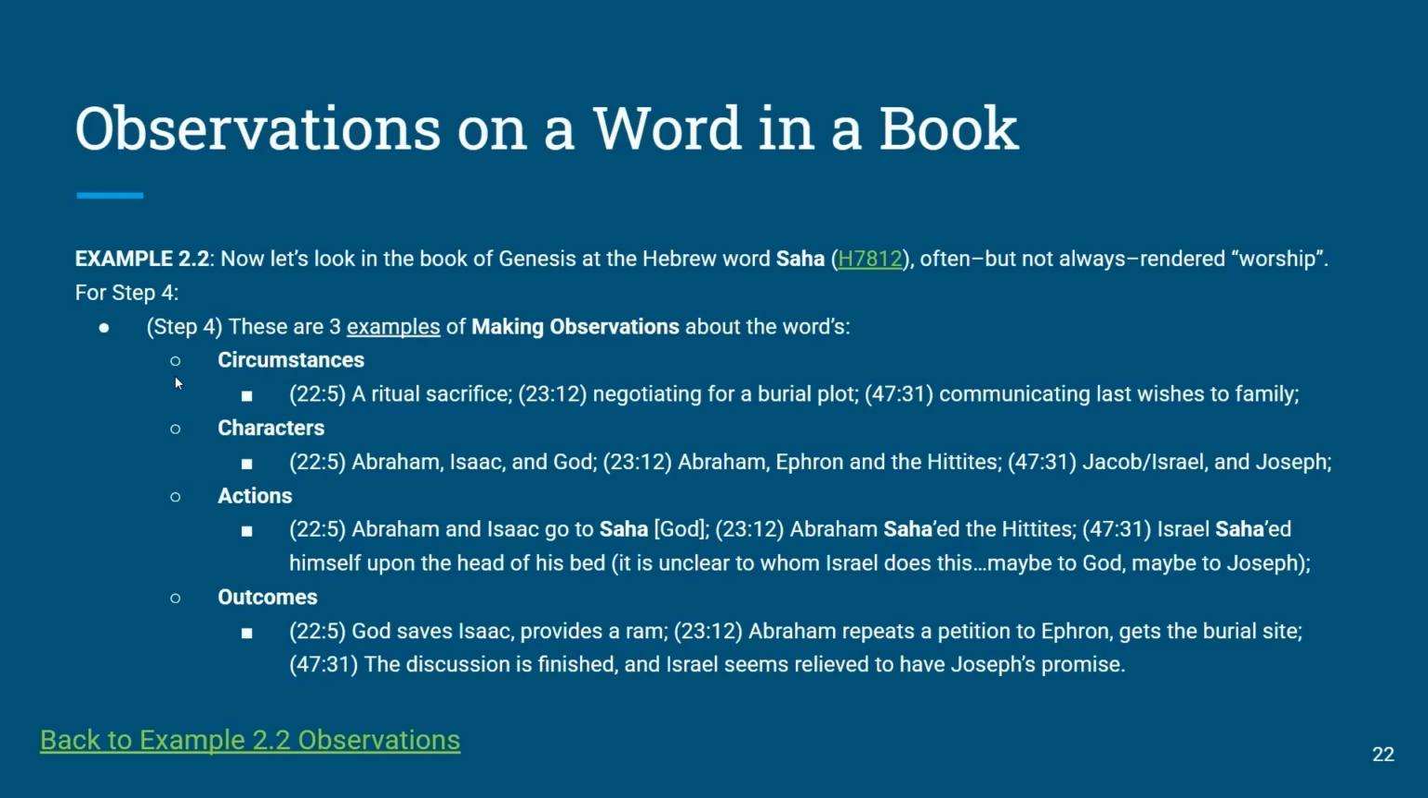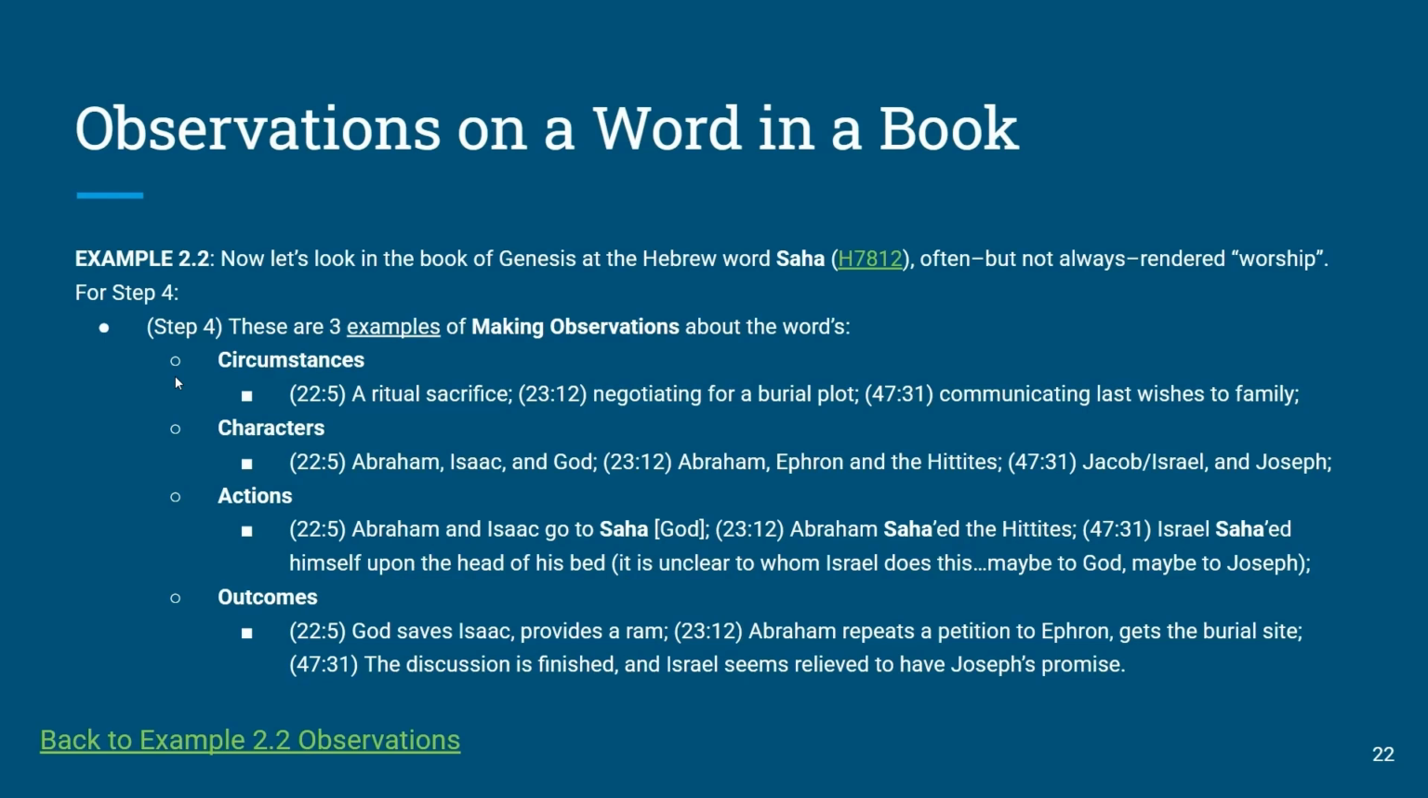The actions, in chapter 22, verse 5, Abraham and Isaac go to shachah God. In chapter 23, Abraham shachah the Hittites. And in chapter 47, Israel shachah himself upon the head of his bed. In this passage, it is a bit unclear to whom Israel does this. Maybe he shachah to God. Perhaps he shachah to Joseph. So this is a point at which I myself throw up my hands and I say, I'm not quite sure. It produces a question for me.